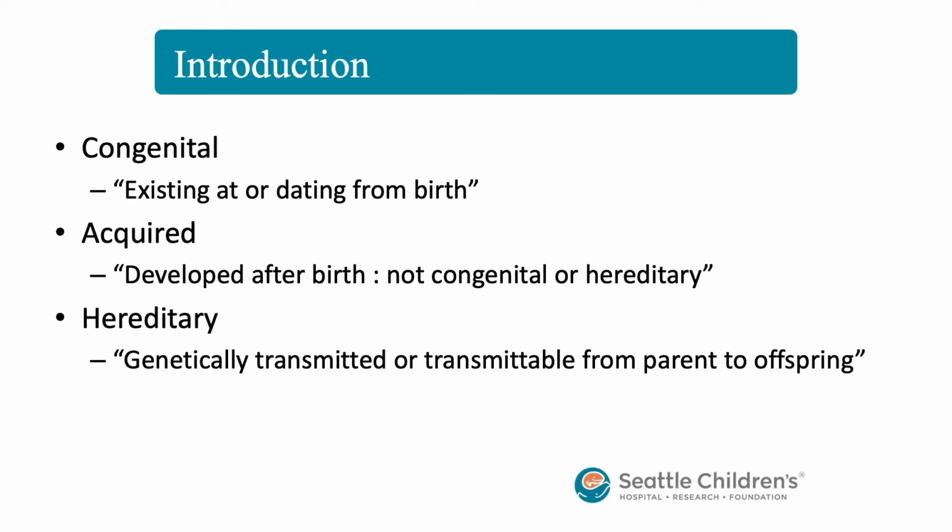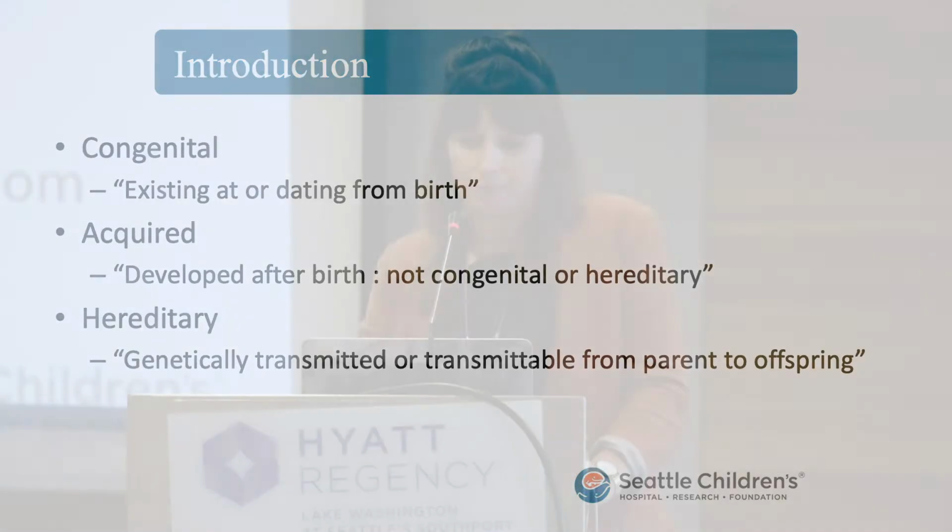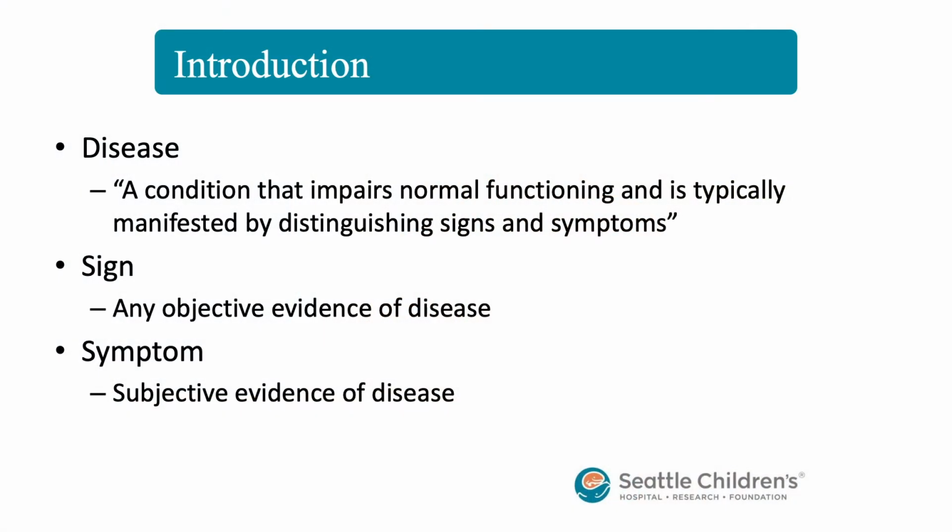Acquired, we typically use as a term that means that the baby or the person got the disease or the problem after they were born, so not something that was congenital. And then hereditary is another fancy term for genetic or inherited. And sometimes these terms are not quite so black and white and can get a little bit fuzzy. And then the term disease is really a broad term that we use for lots of different conditions that can impair normal functioning. And then sign is an objective evidence of disease.